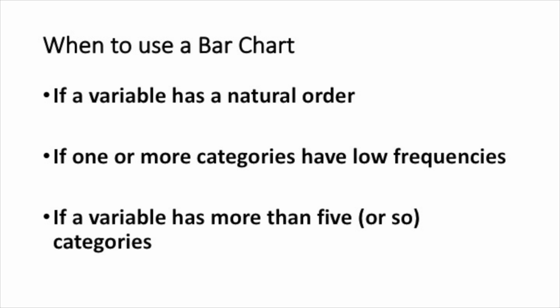That's because it's hard to see a very small category in a pie chart, and it's impossible to include a category with 0 observations in a pie chart. Third, if a variable has more than, say, 5 or so categories, I prefer to use a bar chart.